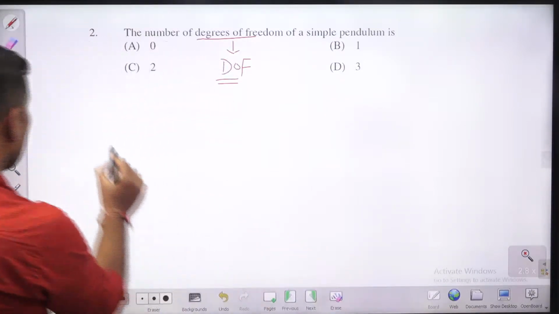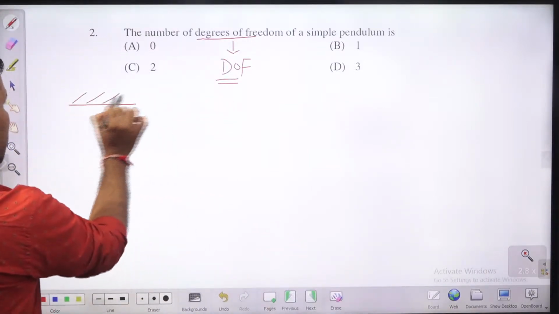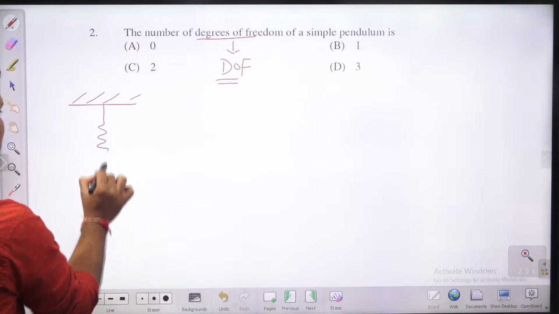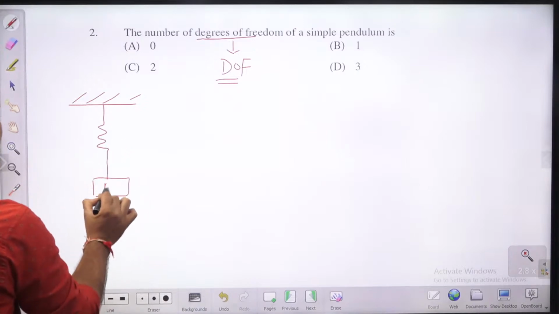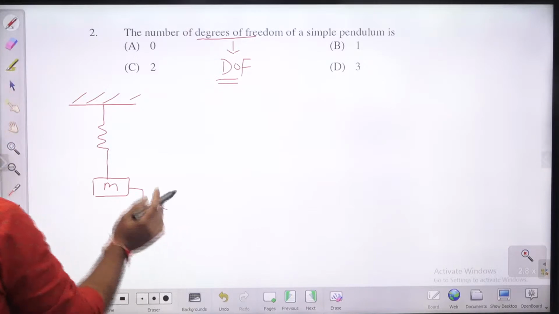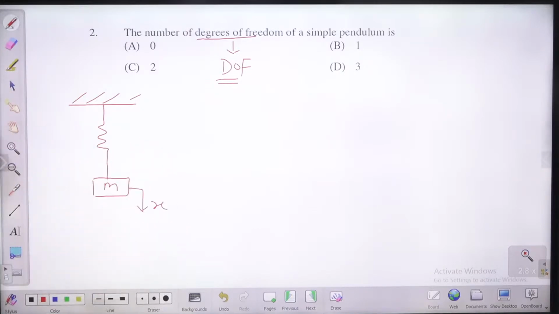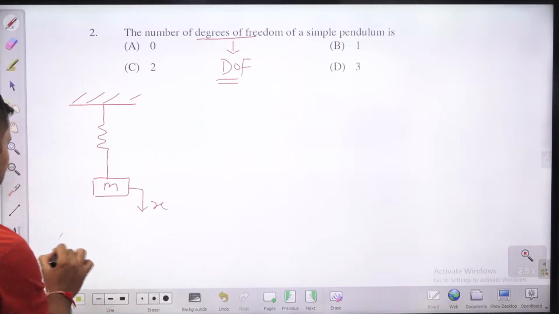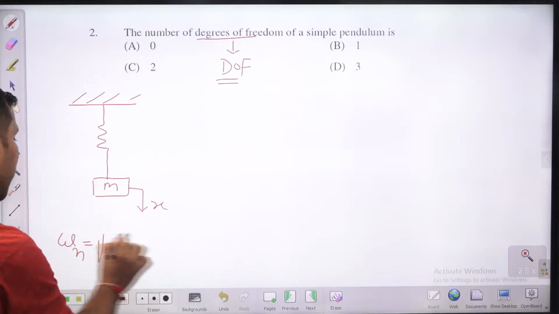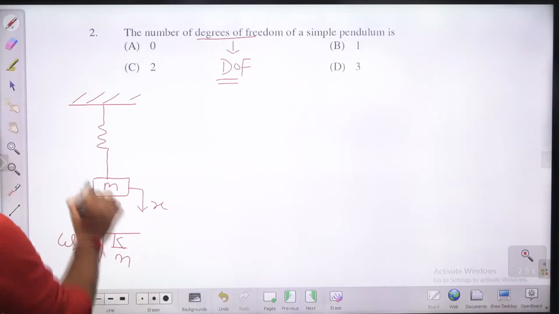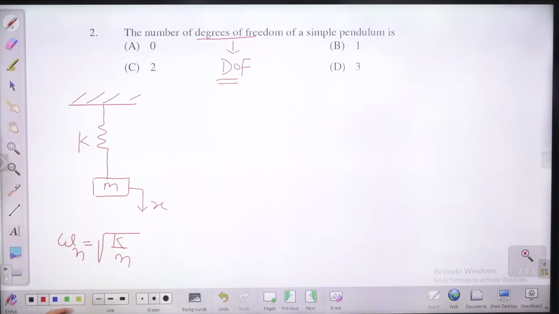Like here, if you consider a single spring and a mass, only the displacement of the mass will be x. So this is a single degree of freedom system. Its natural frequency omega n will be under root k by m, where k is the stiffness of the spring and m is the mass.